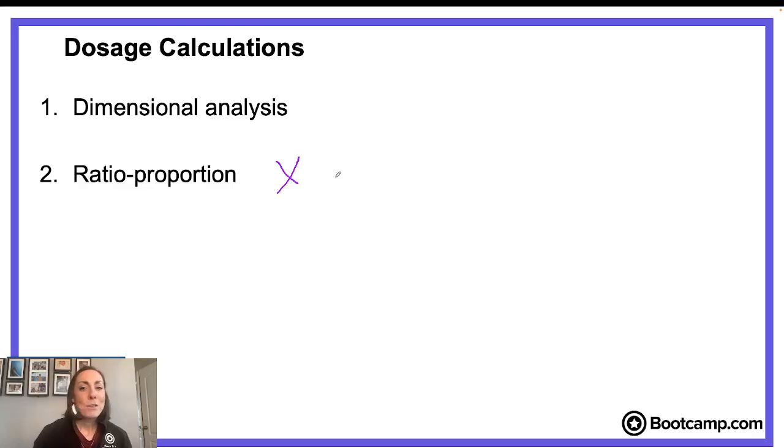So how many of you are dimensional analysis people? Are you ratio proportion people? I personally am a dimensional analysis person, but both of these methods are great, and I'm going to give you steps to break down each one so that we can apply them to all of our dosage calculation questions.